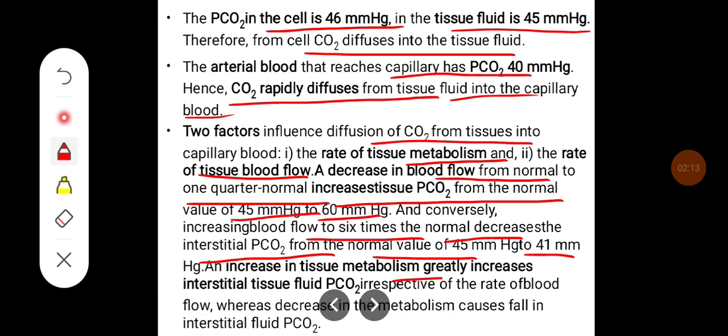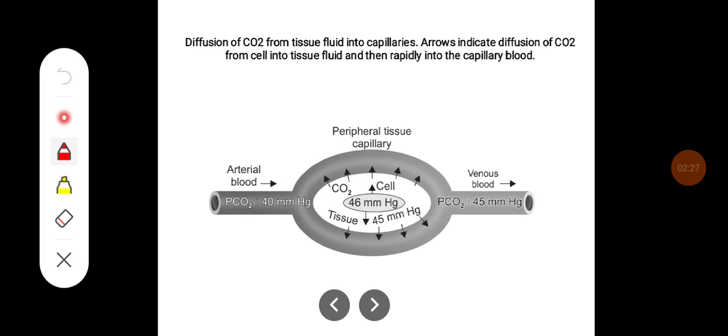An increase in tissue metabolism greatly increases the interstitial tissue fluid PCO2 irrespective of the rate of blood flow, whereas a decrease in the metabolism causes a fall in the interstitial fluid PCO2. So this is showing the different levels of the PCO2. In the artery, the PCO2 is 40 mmHg, compared to the PCO2 in the cell, which is 46 mmHg. And by the end, when it comes to the venous blood, the PCO2 will be 45 millimeters of mercury.